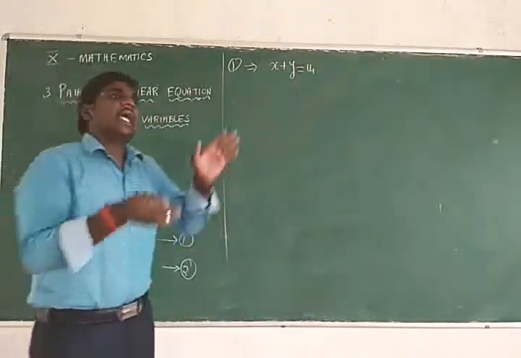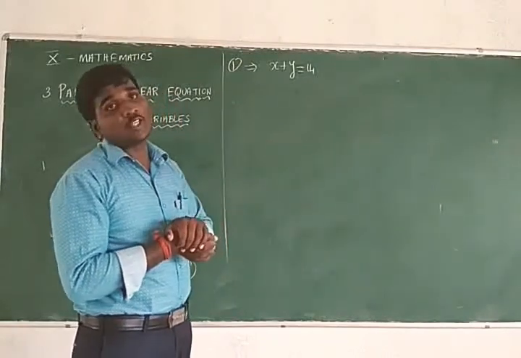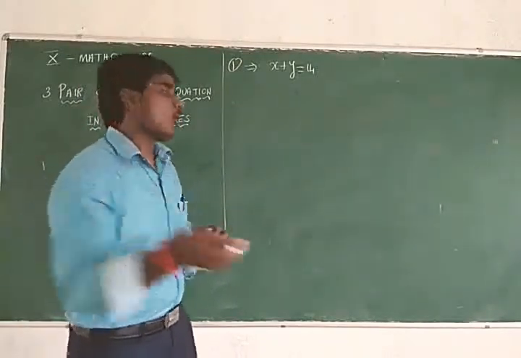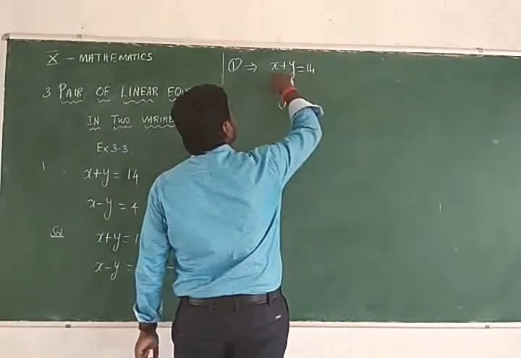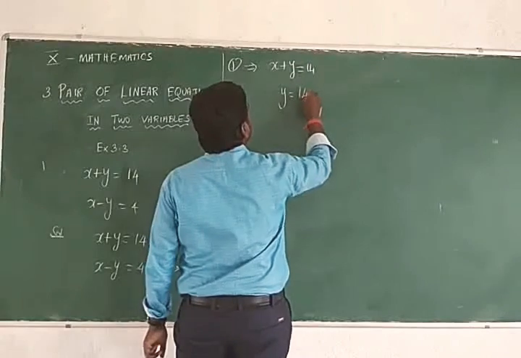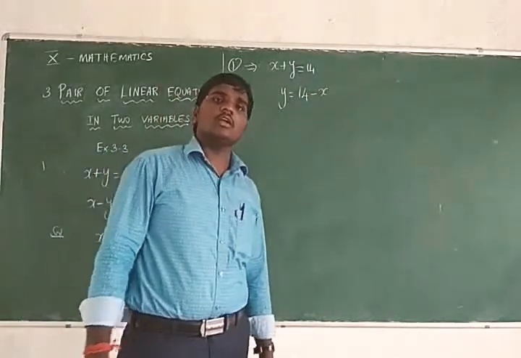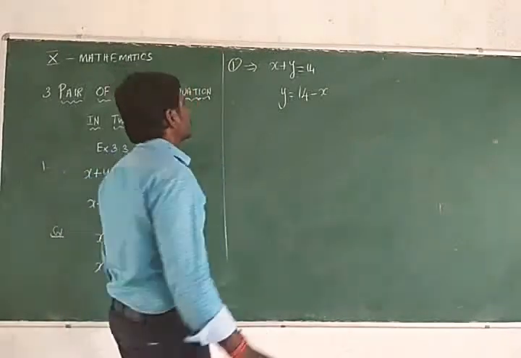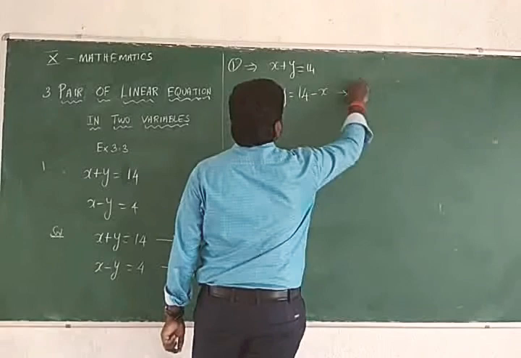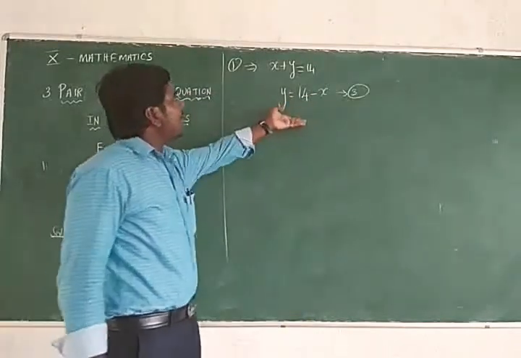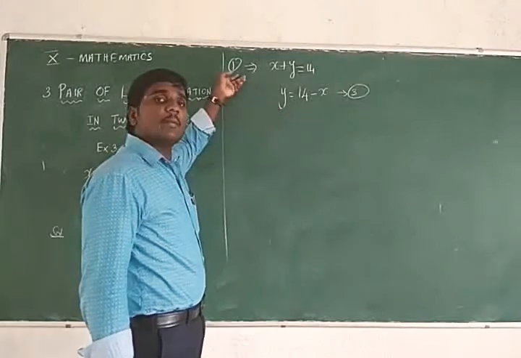Now write one variable in terms of another variable. In the last question you used x. Now you can use y. You keep y here. Y is equal to 14 minus x. So y is equal to 14 minus x. Now it is assumed as equation number 3. This y value is found from equation number 1.